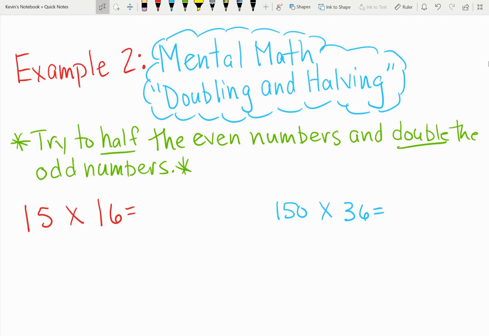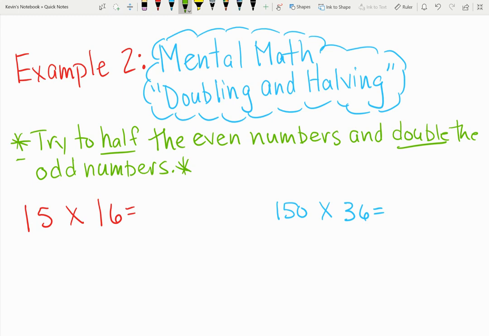And really, you're going to take one factor and cut it in half, or divide by 2, and then the other factor, you're going to double it or multiply by 2. So you'll notice here in green, I wrote: try to half the even numbers and double the odd numbers. So when you look at your two factors, you want to see, is there an even number? And also, is there an odd number? Sometimes you'll have two even numbers. That's fine. You can just pick one.